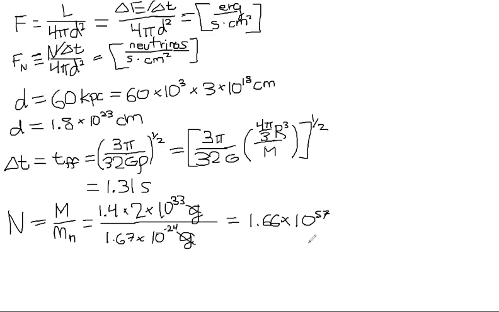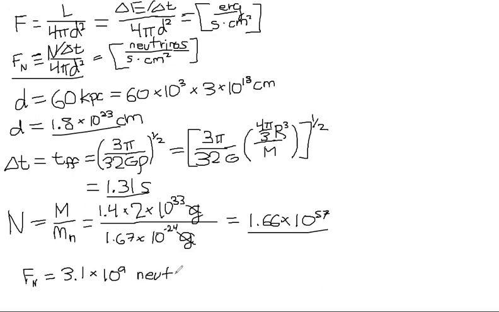And so we have our number of neutrinos, we have our free fall timescale, and then we have the distance that this thing is away. Plug that into this first equation that we derived through dimensional analysis. And then you should get the following number, 3.1 times 10 to the 9th neutrinos per second per square centimeter. So yes, that's the answer. We'll put a box around it. But let's talk about what this means.